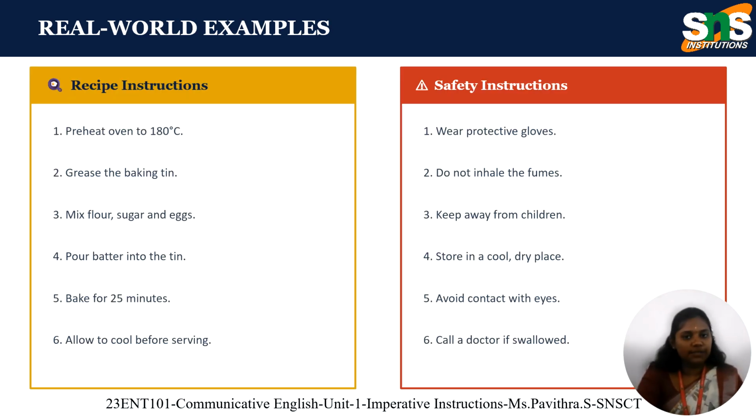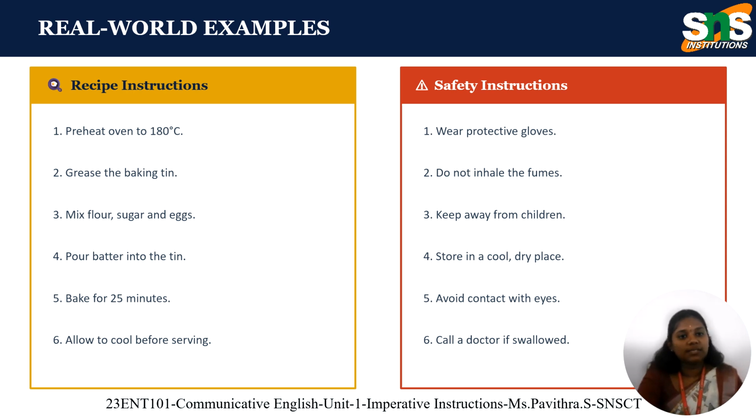Let's see imperative instructions in the real world. For example, recipe instructions. Preheat oven to 180 °C. Grease the baking tin. Mix flour, sugar and eggs. Pour butter into the tin. Bake for 25 minutes. Allow to cool before serving. So this is the instruction.